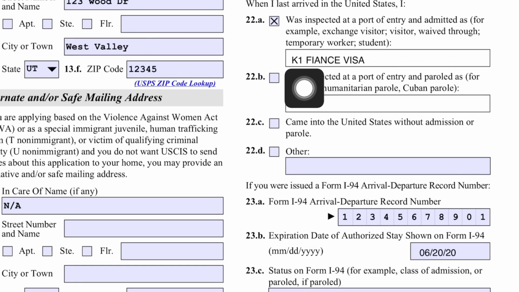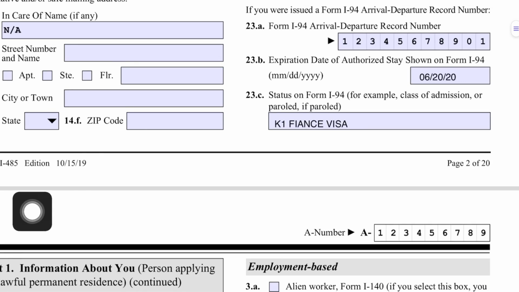So for us, it's gonna be K1 fiancé visa because we entered the United States on the fiancé visa. Okay, the next one will be if you were issued a form I-94 arrival departure record number. So put your form I-94 arrival departure record number. You can check your I-94 online and put your record number here. Expiration date of your authorized stay shown on form I-94.